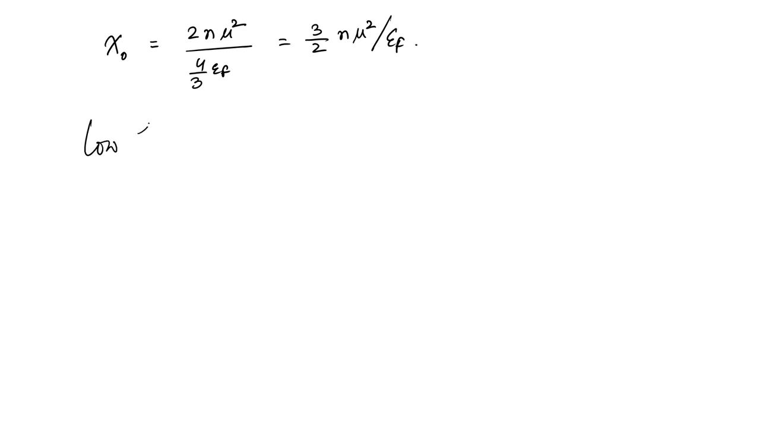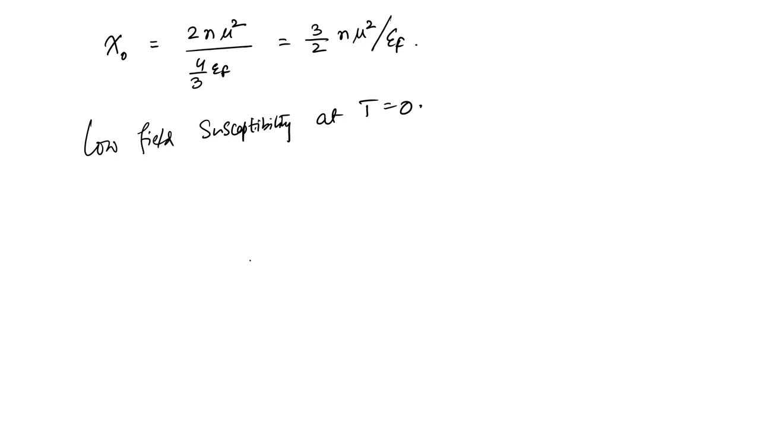So this chi 0, which is equal to 2n mu square divided by 4/3 epsilon f, this is equal to 3 by 2 n mu square divided by epsilon f. That is the low field susceptibility at T equal to 0.